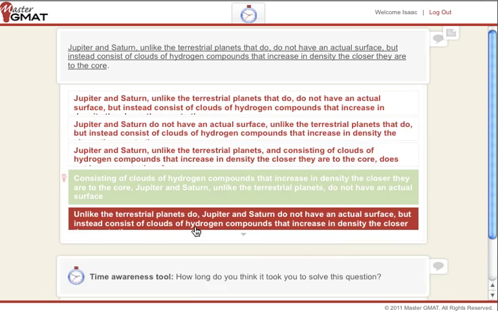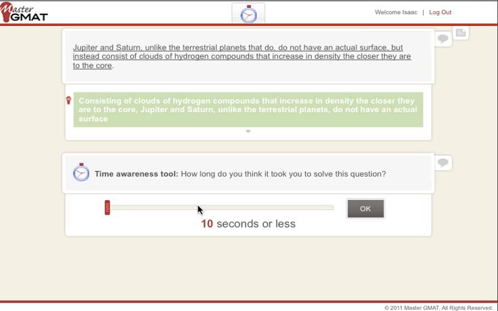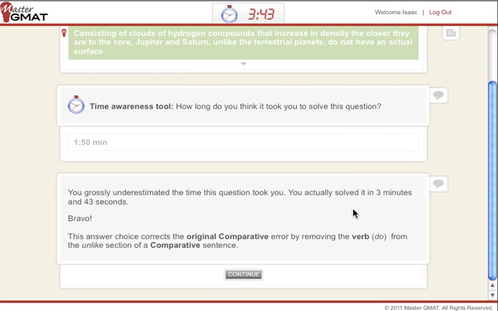Let's click on that to make sure. Of course, we have our time awareness tool. We obviously took a little more than 1:50. And of course, we got it right.